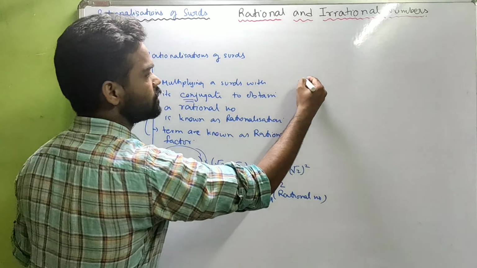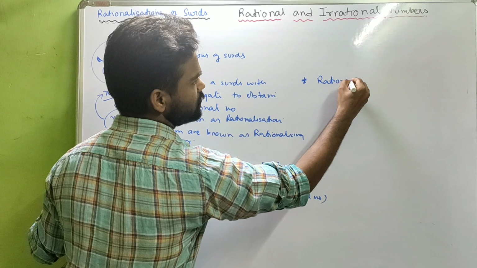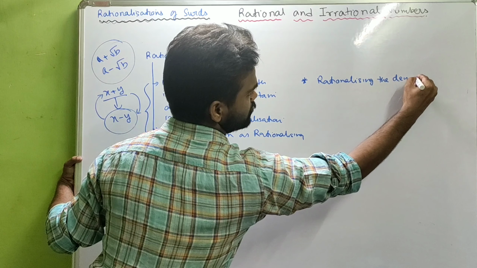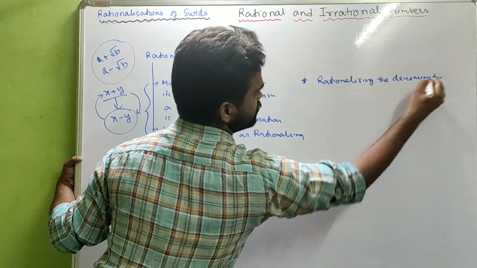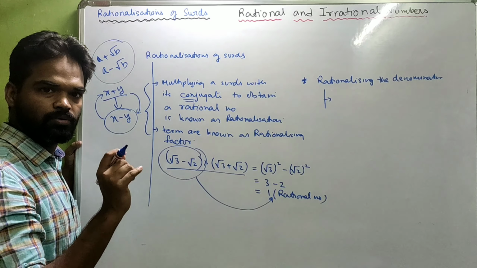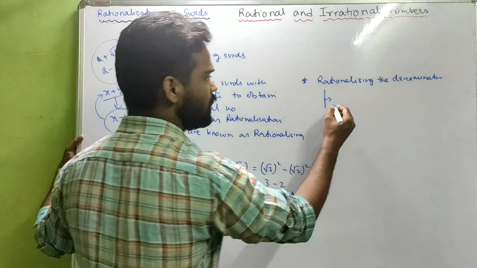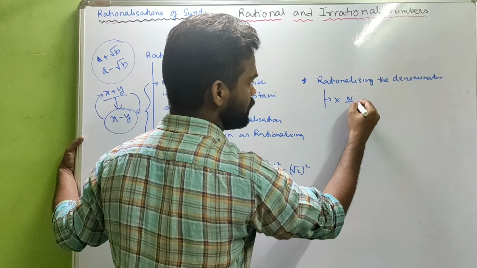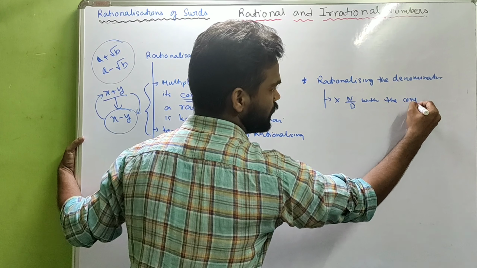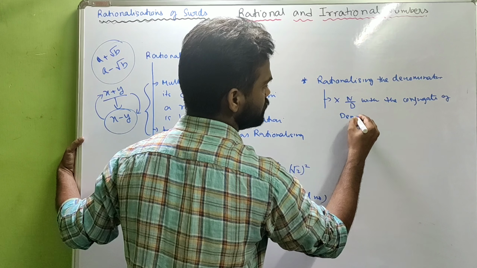Now in this, we'll do rationalizing the denominator. When you rationalize the denominator, what happens? You multiply the numerator and the denominator with the conjugate of the denominator.